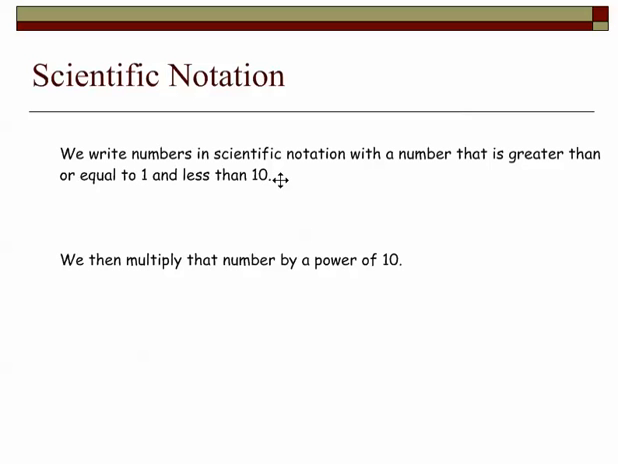So we can have it equal to 1, but we cannot have it equal to 10. A mathematician might write that statement as, our number has to be greater than or equal to 1, but it has to be less than 10. And then we're going to take that number that's between 1 and 10, and multiply it by a power of 10. So there are 2 parts to scientific notation: a number between 1 and 10, and a power of 10.